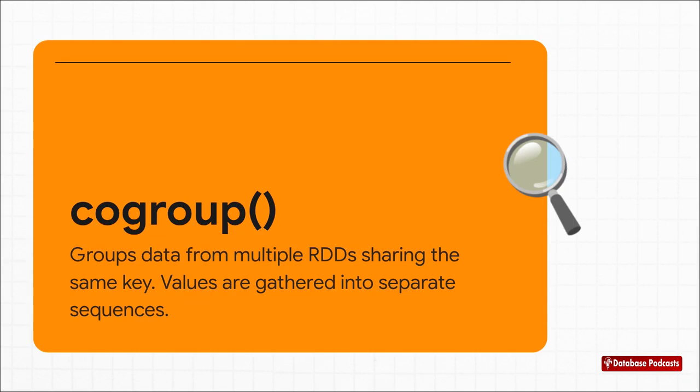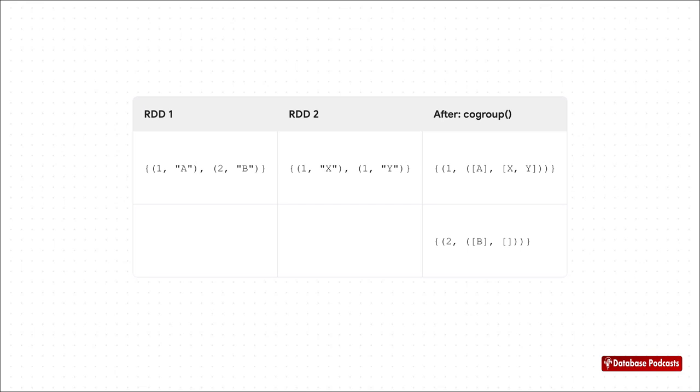For this exact problem, Spark gives us co-grouping. You can think of it as a group by key that works across multiple datasets. For any key that shows up in any of the RDDs you're working with, cogroup will grab all the values for that key from each dataset and put them into their own separate lists. Let's see how this plays out.